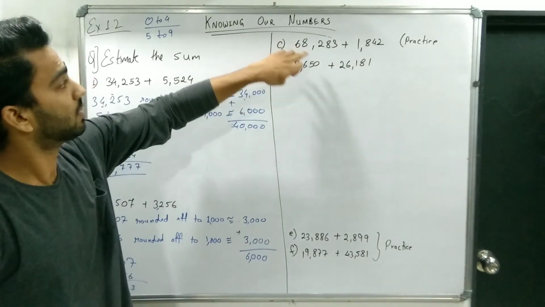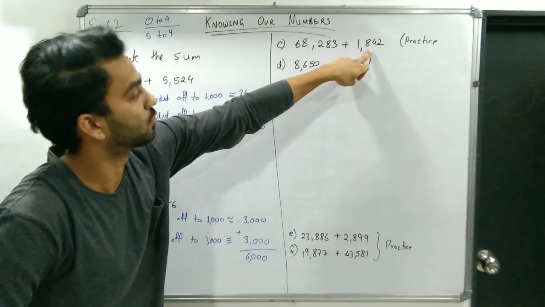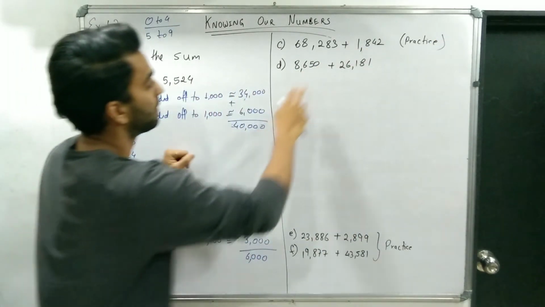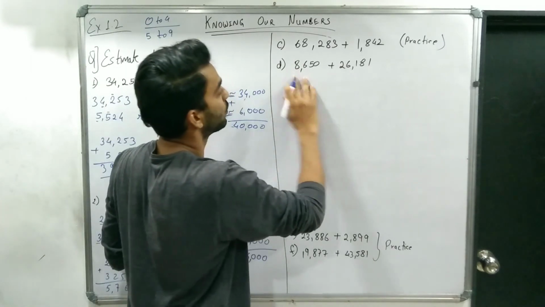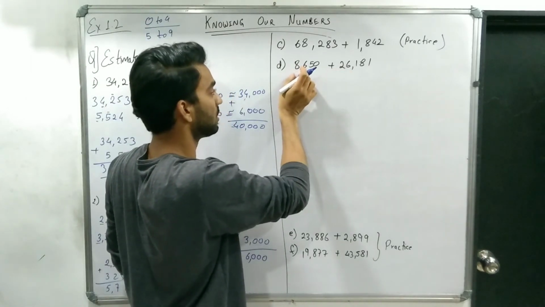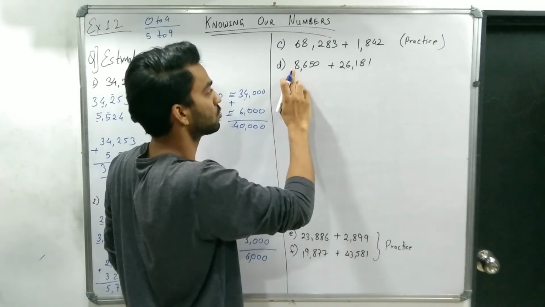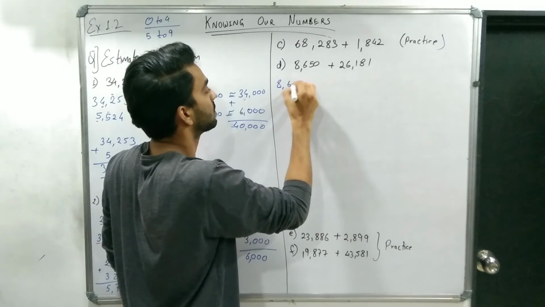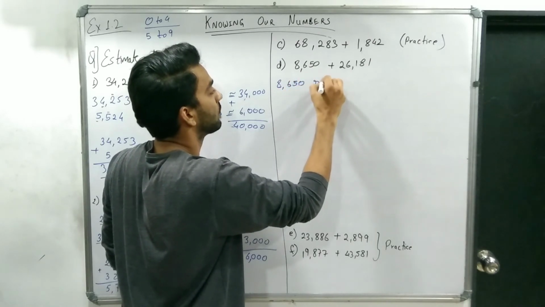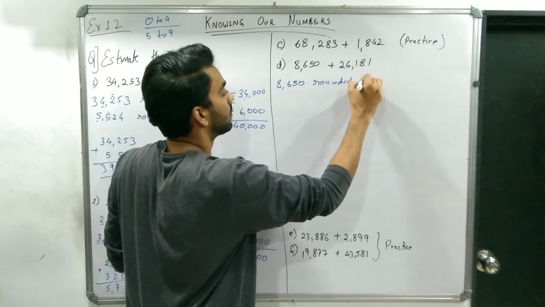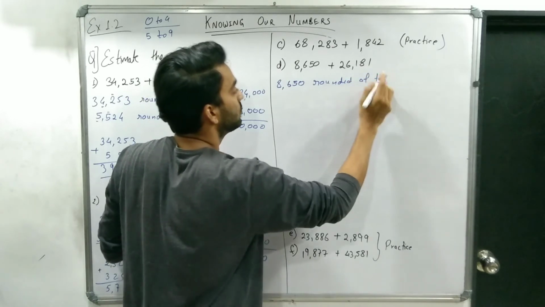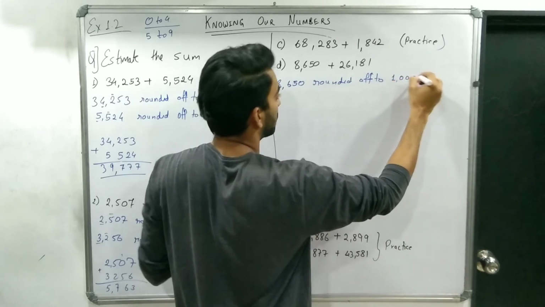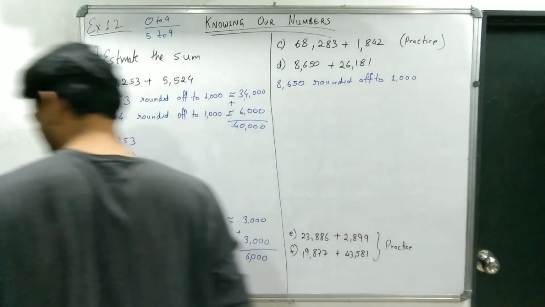Next, this is a 5-digit and a 4-digit number, so this is for practice. You have to do it the similar way we have done here. Then this one, this is a 4-digit, this is a 5-digit number, so the smaller number is this, its highest place value is 1000, so we will round off both the numbers to 1000. So 8650 will be rounded off to the 1000 place.